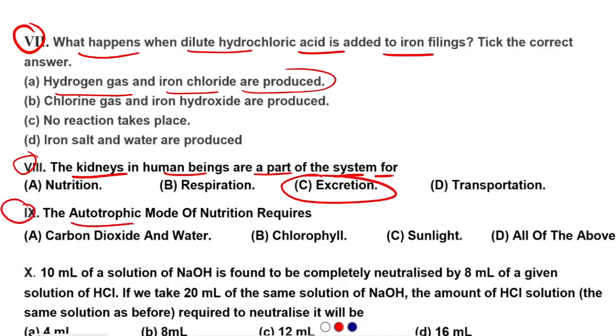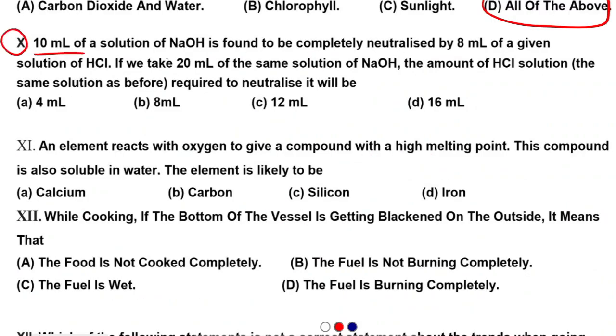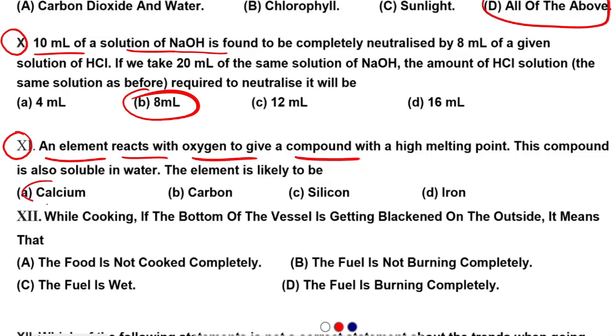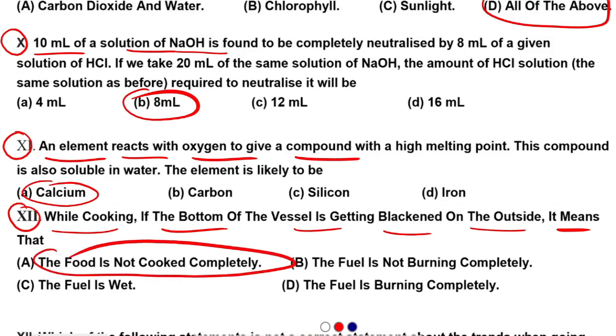Next, the autotrophic mode of nutrition requires all of the above. Next, X 10 milliliter of a solution of NaOH. Answer is 8 milliliter. Next, an element reacts with oxygen to give a compound. Answer is calcium. Next, while cooking, if the bottom of the vessel is getting blackened on the outside, it means the food is not cooked completely.